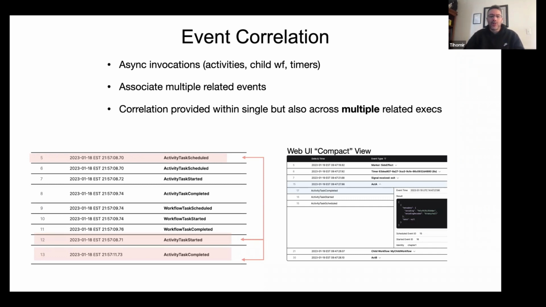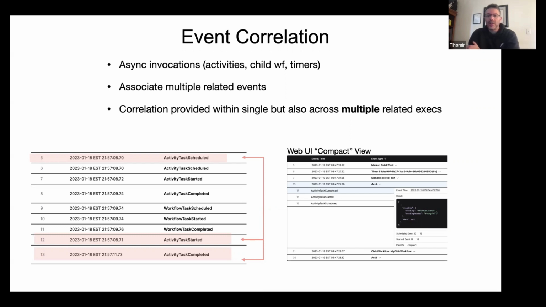So event correlation allows you, when you start looking at event histories, to associate or correlate multiple relevant events in the history. If you look at an event history for a single workflow execution, this correlation is provided within the single execution itself. For example, in the bottom left, we can use event correlation to correlate 3 events in the event history. They're associated with the same activity invocation and its completion.